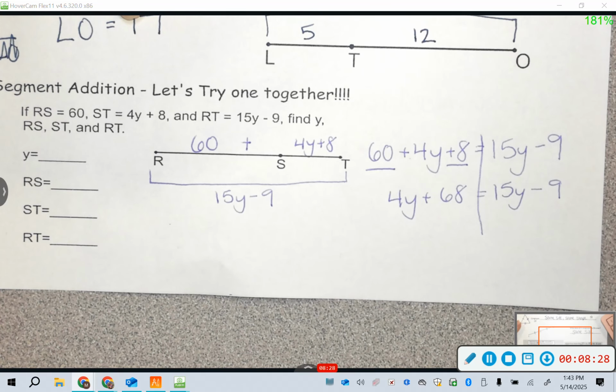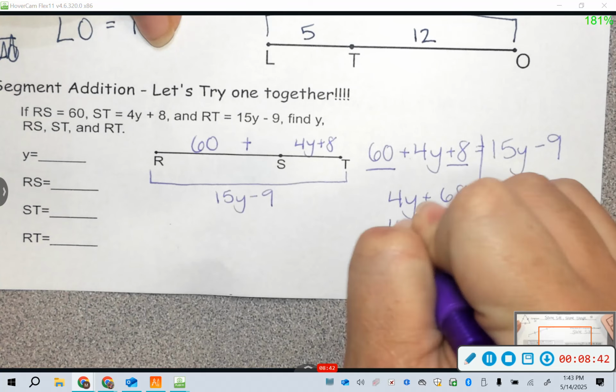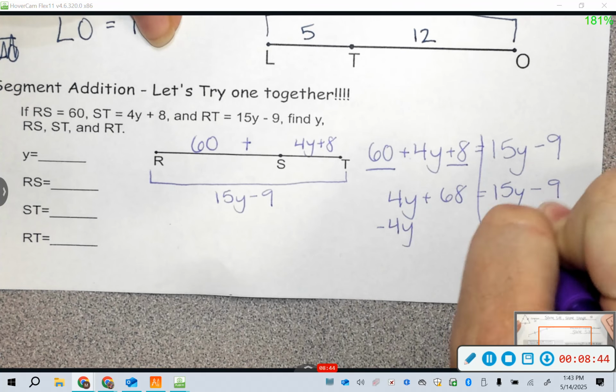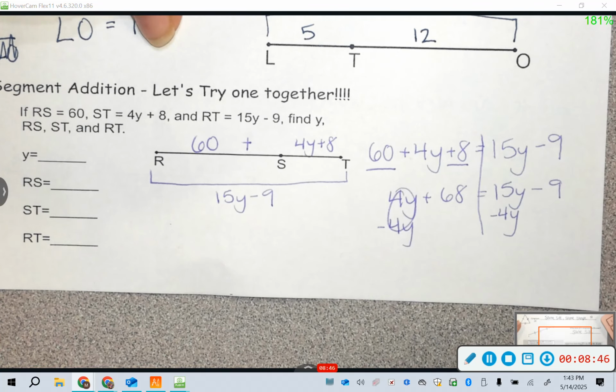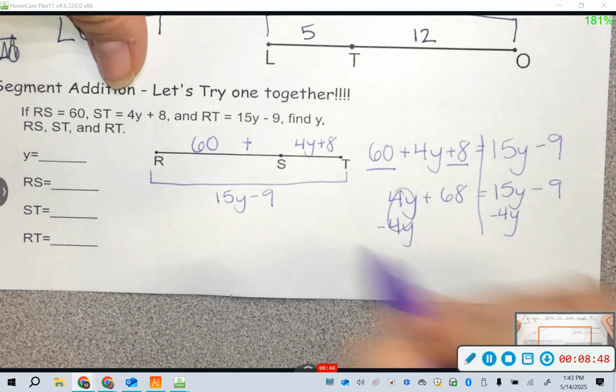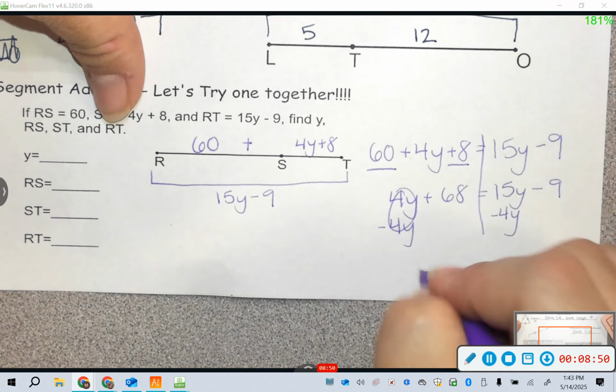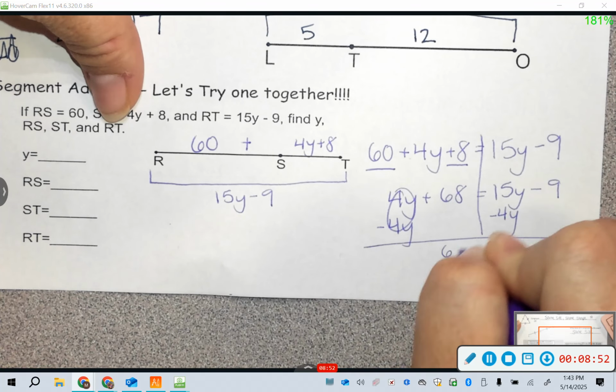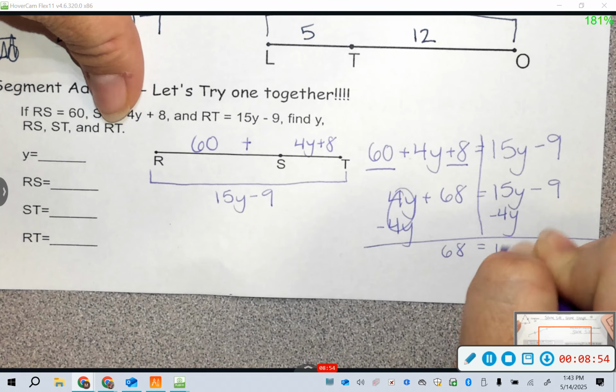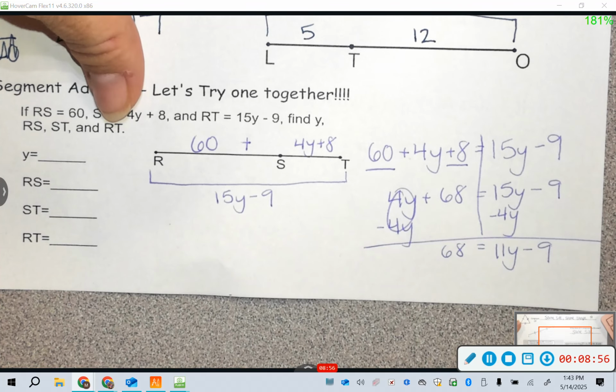Technically, you can move anything first, but you need to get all your y's on one side of the equal sign and your terms without a y on the other side. So I personally like to move my y's first. Which y do we want to move? Either way, doesn't matter. You're going to get the same answer. So we'll do minus 4y on both sides. I personally like to move my smallest y, but some teachers make you move everything to the left. Doesn't matter either way. So this leaves me with 68 equals 11y minus 9.